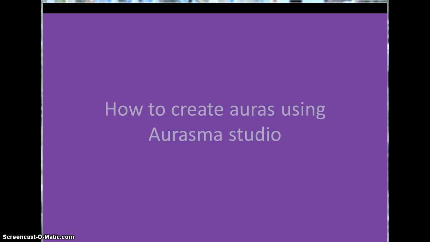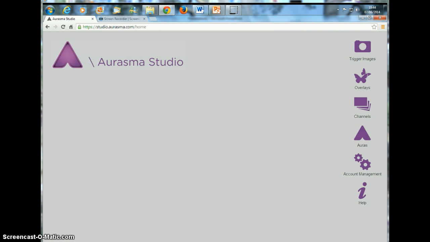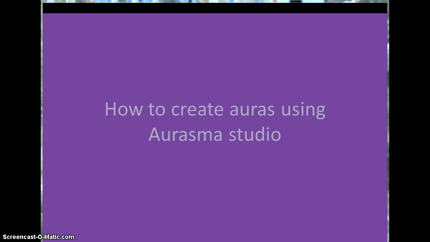In this video, I will demonstrate how to use Aurasma Studio to publish augmented reality content, also called auras. Aurasma Studio is Aurasma's online cloud-based platform for creating augmented reality content. An aura is actually an augmented reality action, such as images, videos, or even 3D animations, that appears when you point your mobile device at an image or an object or even a place.